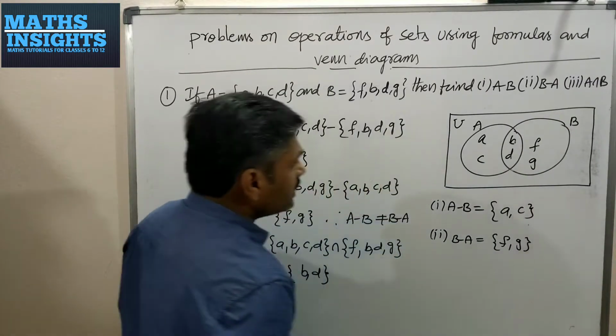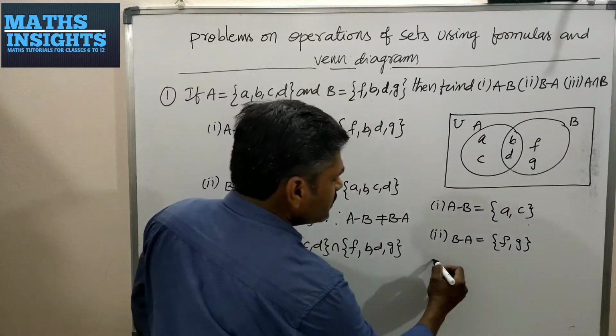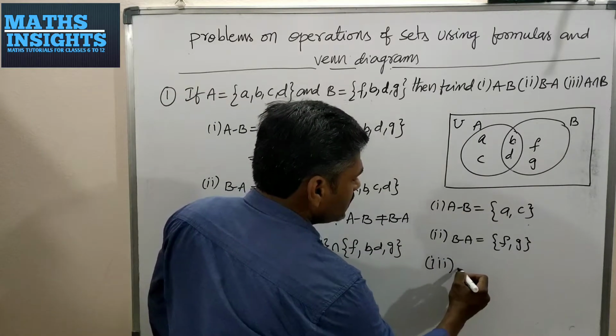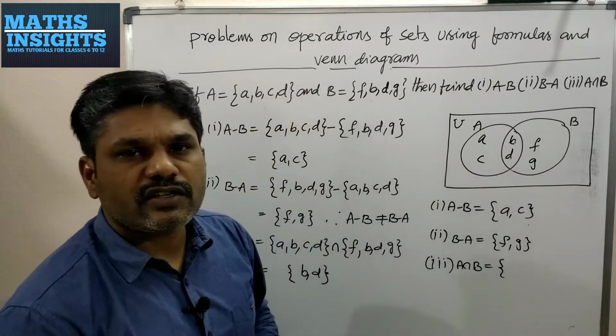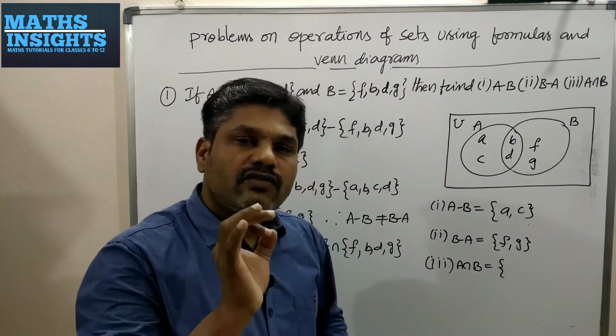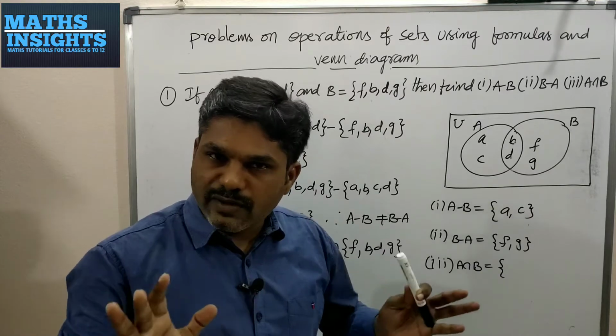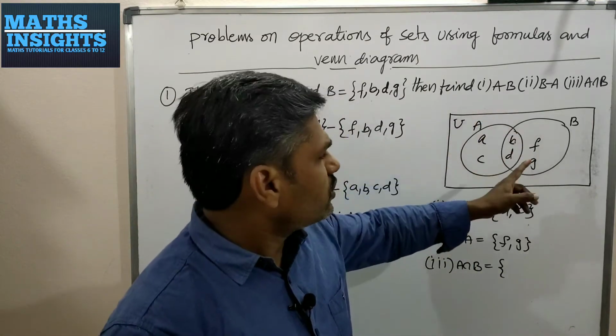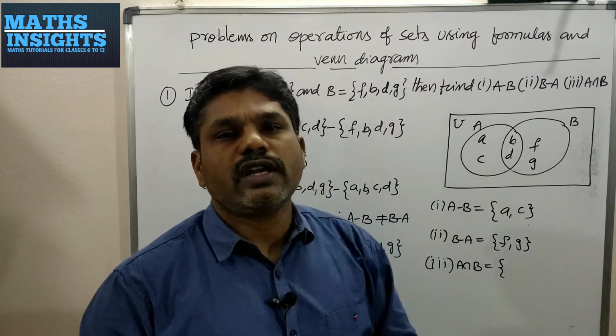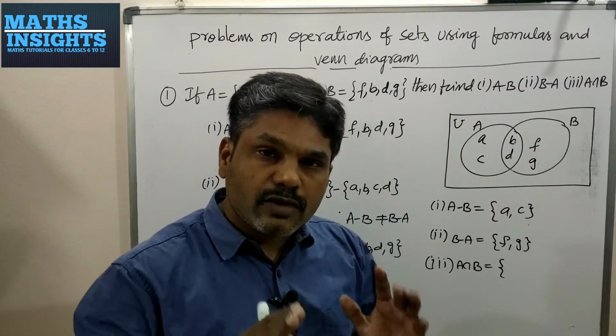Similarly, the third sub-question in this first question is A intersection B. All of you know A intersection B is the area which is common to both A and B. Very simple. This is the area which is common to both A and B, and you have to write the elements which are in that place.